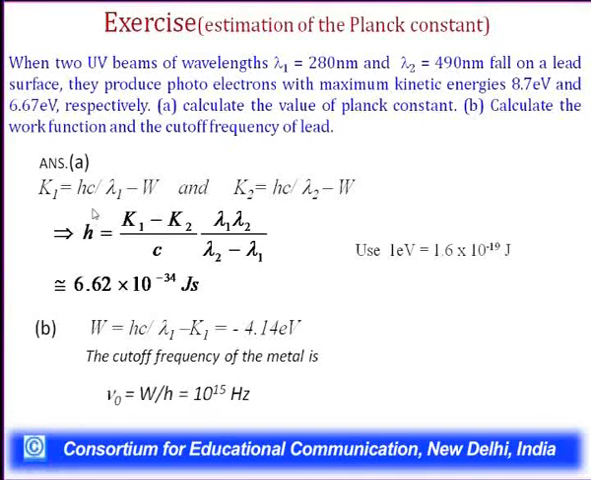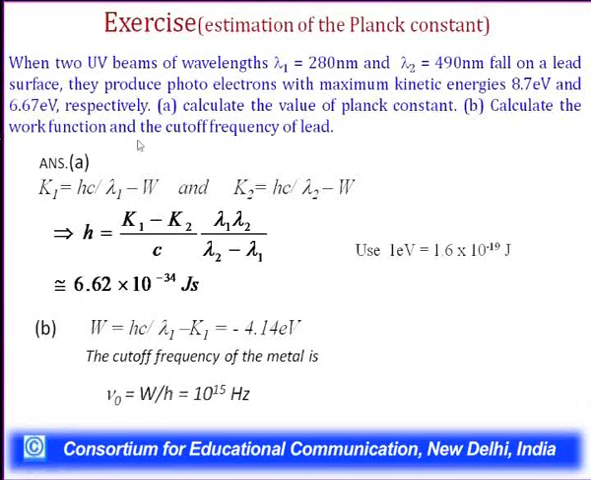As we know, considering the two wavelengths, K1 is equal to hc by lambda 1 minus W, and K2 is equal to hc by lambda 2 minus W. Now we can solve it. h is equal to K1 minus K2 divided by c, times lambda 1 lambda 2 divided by lambda 2 minus lambda 1. Using 1 electron volt equal to 1.6 into 10 power minus 19 joule, we get 6.62 into 10 power minus 34 joule second. That is the value of Planck's constant.